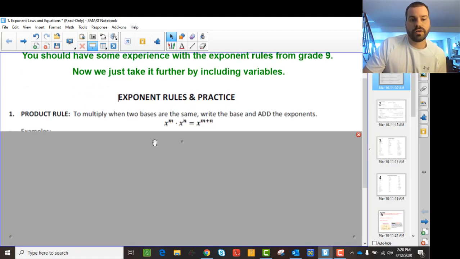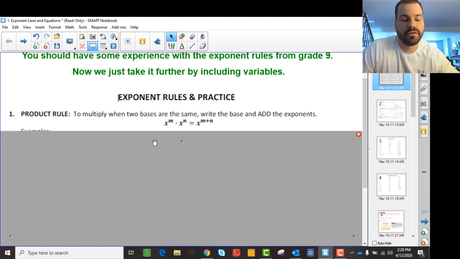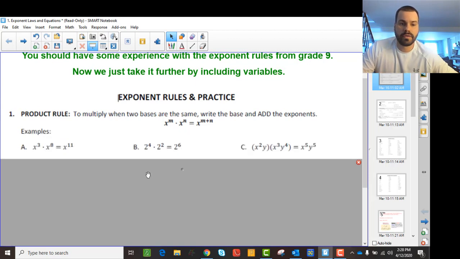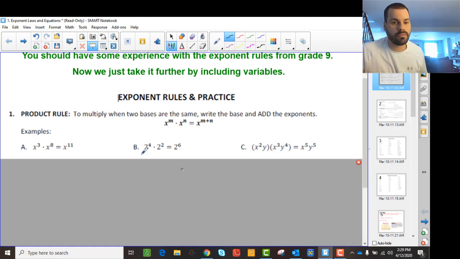All right, the first rule that you probably know is that when you're multiplying two bases that are the same, you add the exponents. Okay, so some examples. This one you would be familiar with is 2 to the 4 times 2 to the 6. You've seen that one before, probably in grade 9. This is what we're talking about in grade 9. This is new because we have bases that are variables, but you do the same thing. So 3 plus 8 is 11.